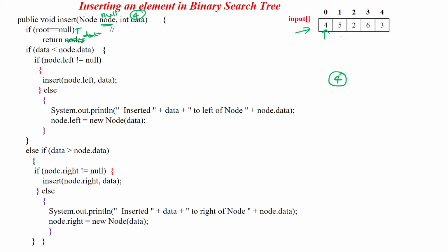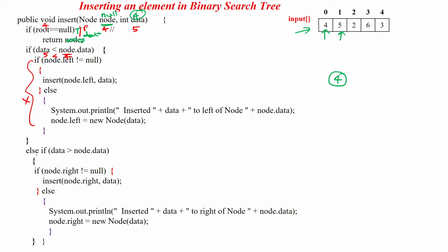Then next we are reading the 5. Now the root we are passing is 4 and the data read is 5. So we are passing these values. Now we are checking root equal to null, 4 equal to null, which is false. Then we are checking the other if condition. Data 5 less than node data 4 is false. So the true block will not execute.